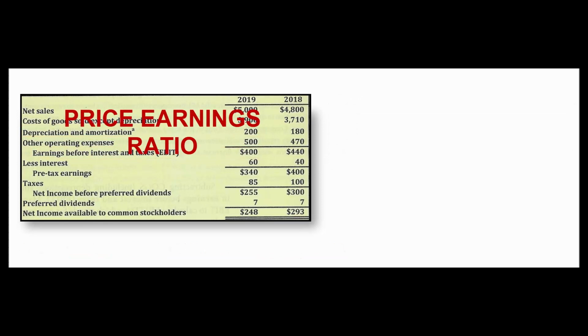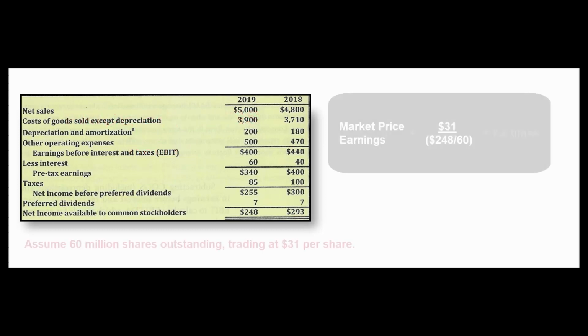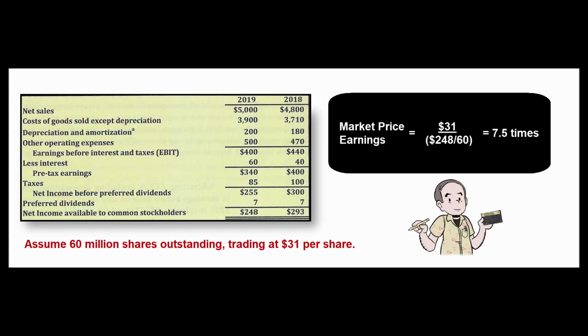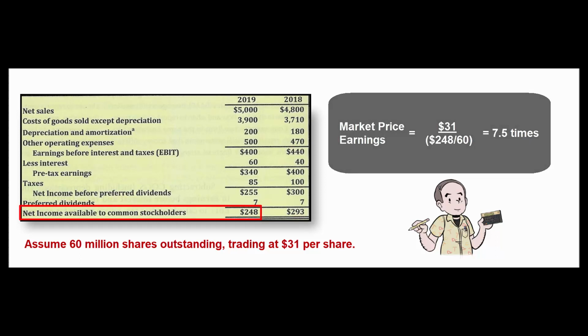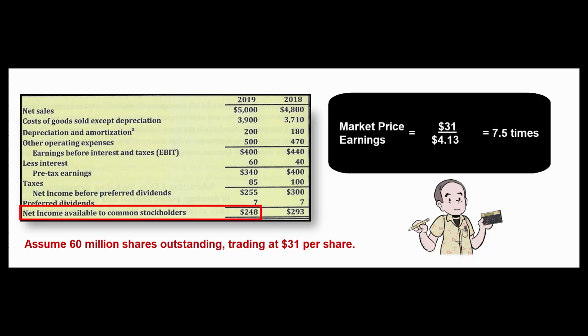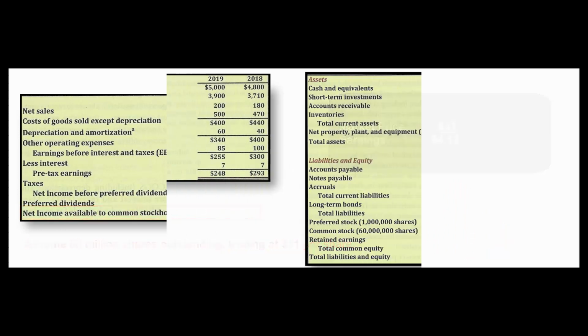Let's look at some market value ratios. The first one's really important, the PE ratio, the price per share over the earnings per share. Let's assume that this company has 60 million shares out there trading for $31 a share. So their price per share is 31. Their earnings per share is that 248 divided by 60 million, or 4.13, for a PE ratio or price earnings ratio of 7.5 to 1.